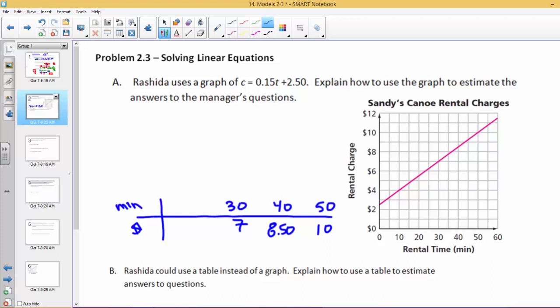So this would be a really good tactic because you can find a slope and find a pattern. As x goes up by 10, y is going up by $1.50, which is how the whole initial 15 cent per minute came to be. So it would make sense that if you multiply it by 10, 15 multiplied by 10 is $1.50.